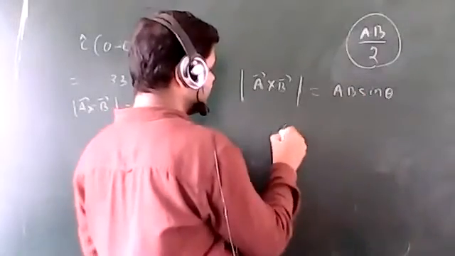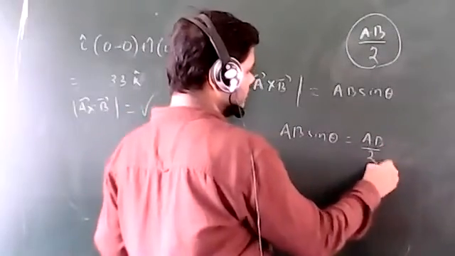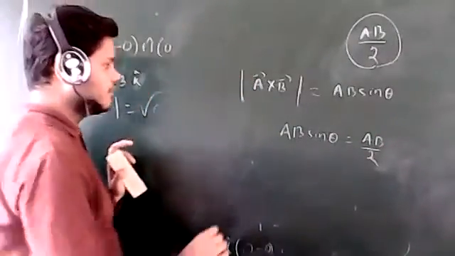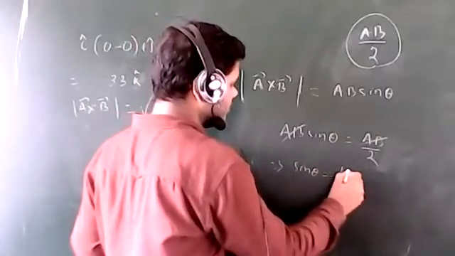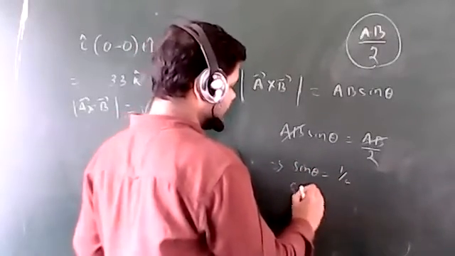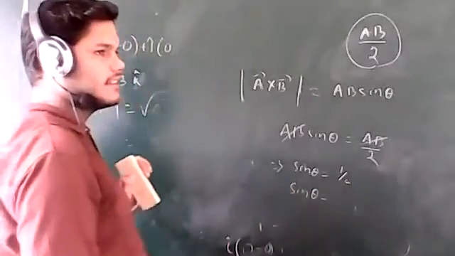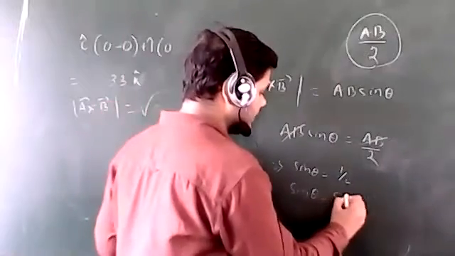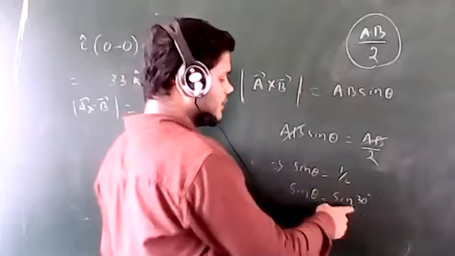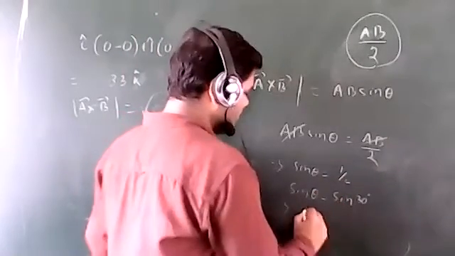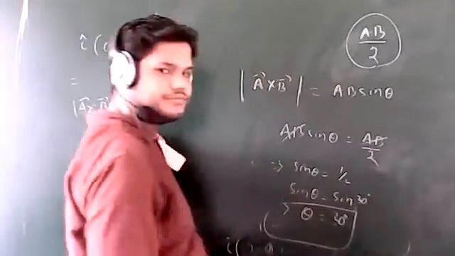So according to the question, AB sin theta equals AB upon 2, okay. So AB can be cancelled from both sides, okay. So sin theta equals 1 upon 2. The sin 30 value is 1 upon 2, yes or no? Sin 30 degree will be 1 upon 2. So in place of 1 by 2, you can write sin 30. So removing sine from both sides, theta will be 30 degrees. Got it?